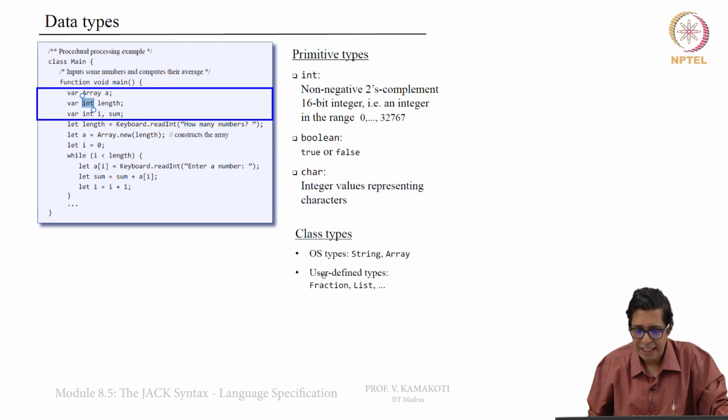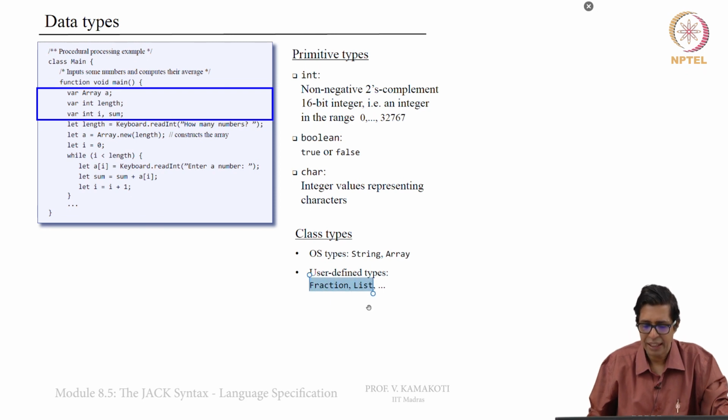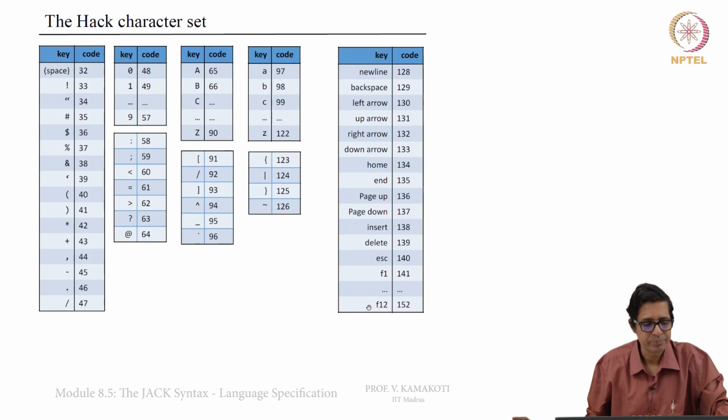Now, the class types are OS types, which are string and array, which are provided by the operating system. You see array here, and then you can have user defined types, like I have defined fraction, I have defined list, etc. So, we could have these user defined class types. So, these are all the types of data.